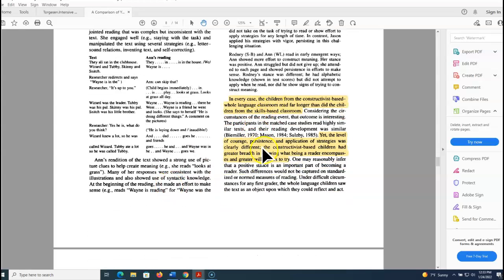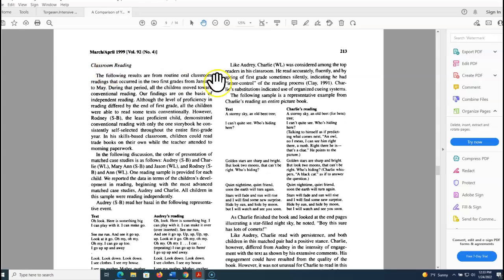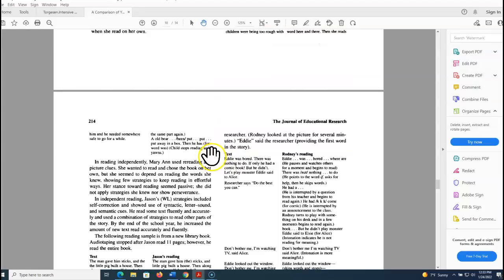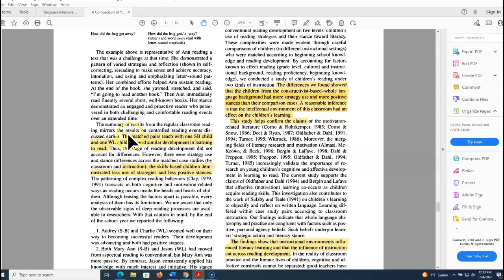And then I'm looking for summaries at the end of this. Children from constructivist-based whole language read far longer than children. Okay, yep. These are kind of summary results of the data. They're talking about classroom reading now, this section, and they're describing. And I go through there, and here's a summary of the results from this section, and we see them here.